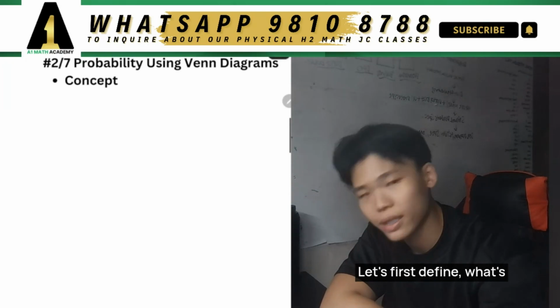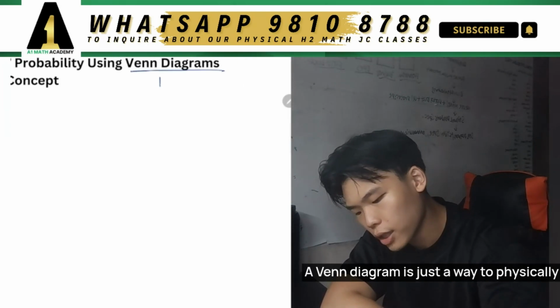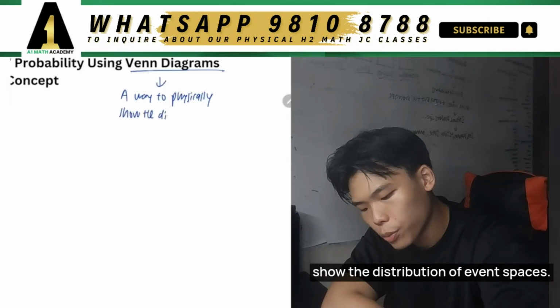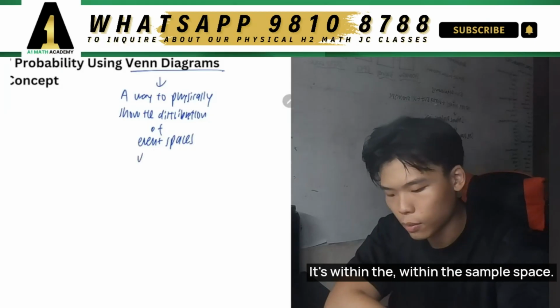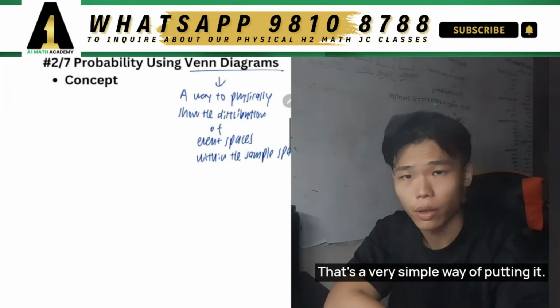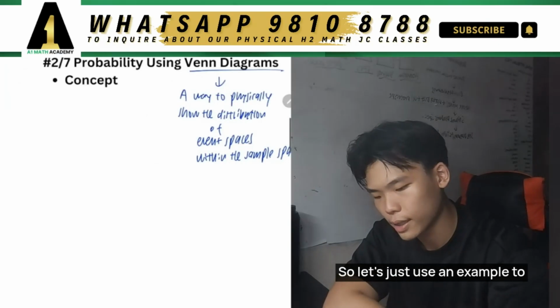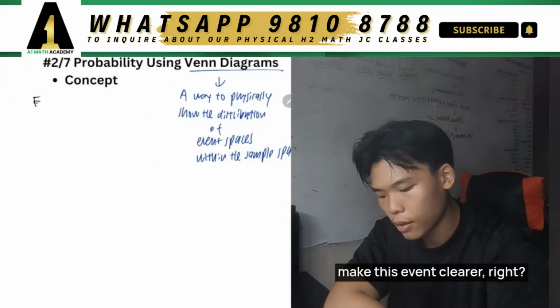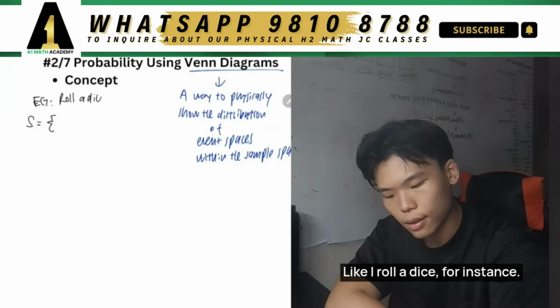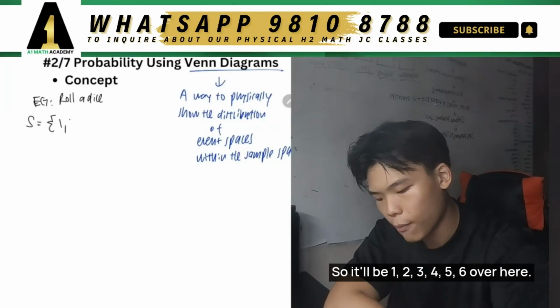What's a Venn diagram? Let's define what's a Venn diagram. A Venn diagram is just a way to physically show the distribution of event spaces within the sample space. That's a very simple way of putting it. So let's just use an example to make this even clearer. For example, let's say my sample space is the dice, like I roll a dice, for instance. So it'll be 1, 2, 3, 4, 5, 6 over here.